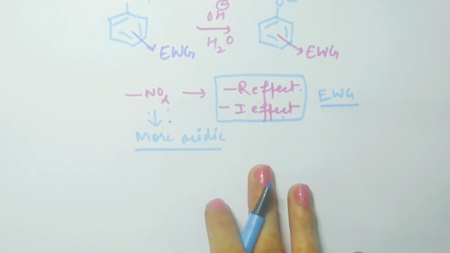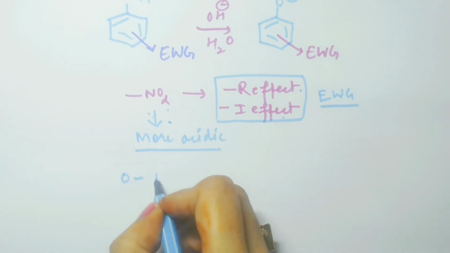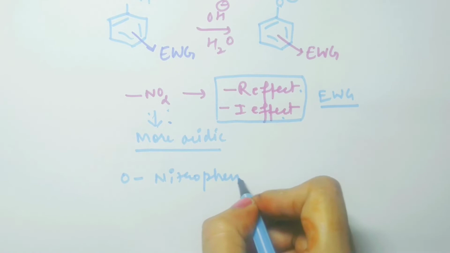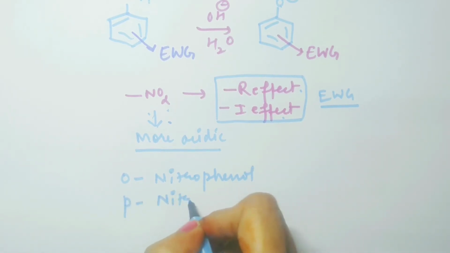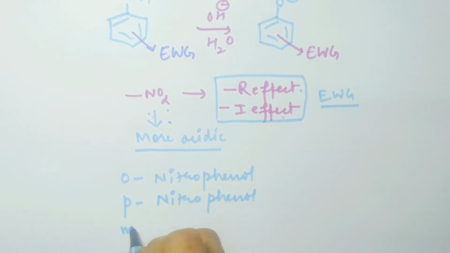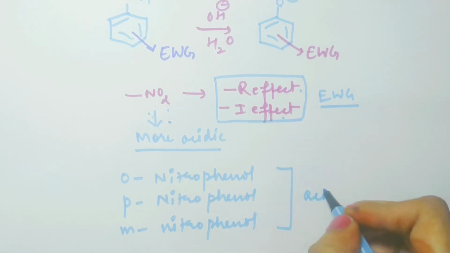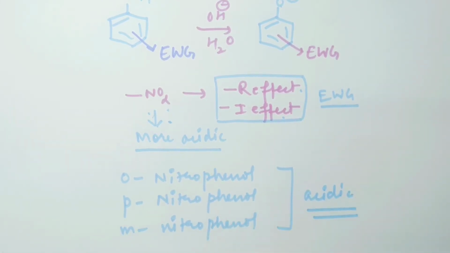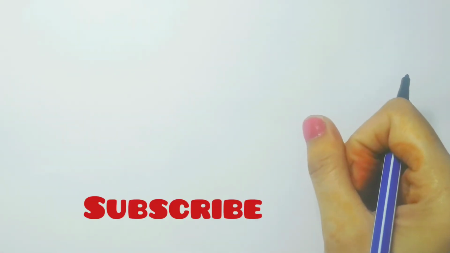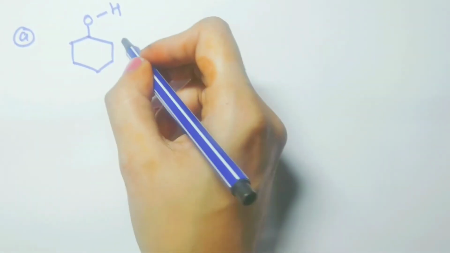Fine. So now we will be taking the isomers: orthonitrophenol, paranitrophenol and metanitrophenol. We'll discuss the acidic behavior of these isomers, which is more acidic and which one is less acidic. Fine. So how they are more or less acidic. First I am taking the orthonitrophenol.